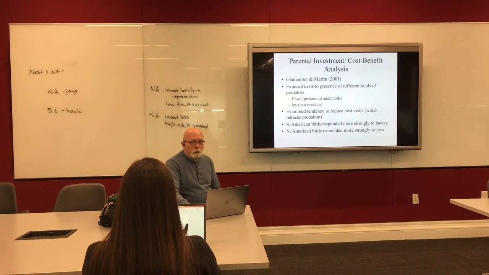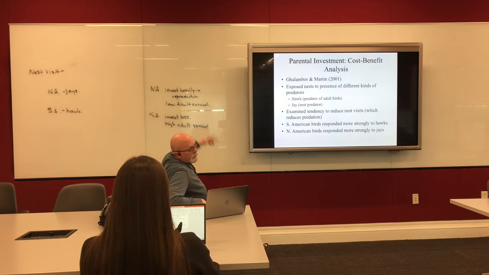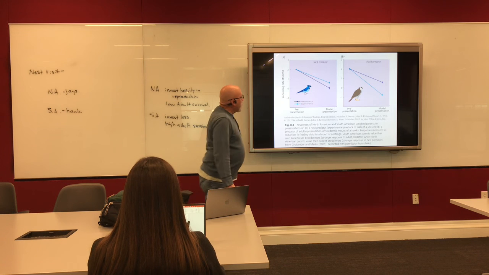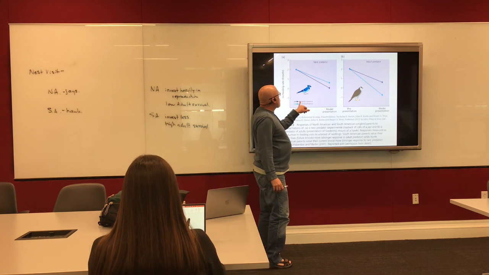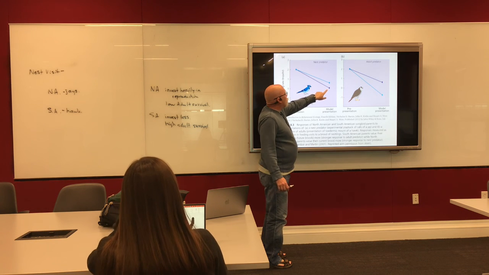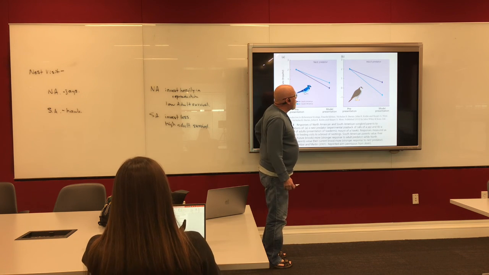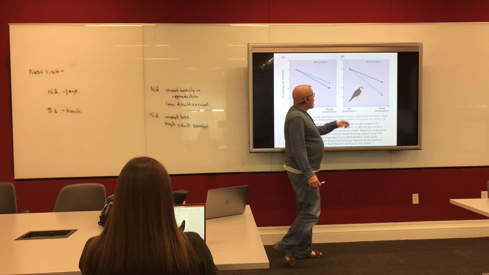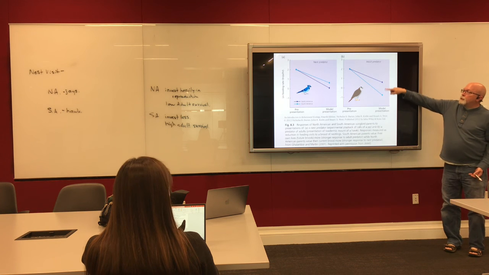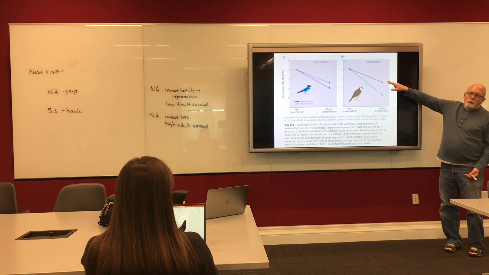You didn't need to read the book to figure this out. You didn't need the slides to figure this out. You didn't need the figure from the book to figure this out. All you needed to know was some things about patterns of life history in these two different groups of birds. When you take North American birds and you expose them to a jay, they reduce their nest visits more drastically than the South American birds do. And when you take North American and South American birds and expose them to hawks, South American birds reduce the nest visits much more than the North American birds do.